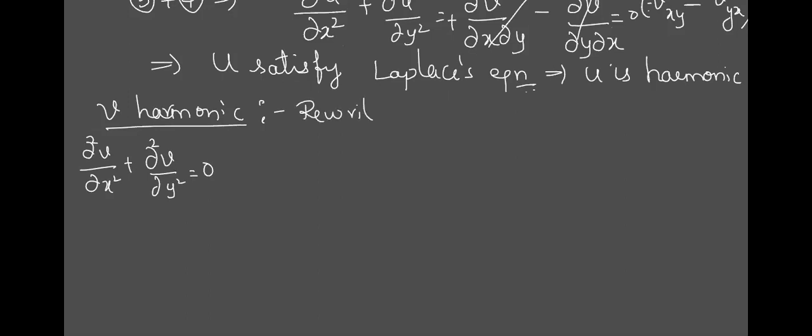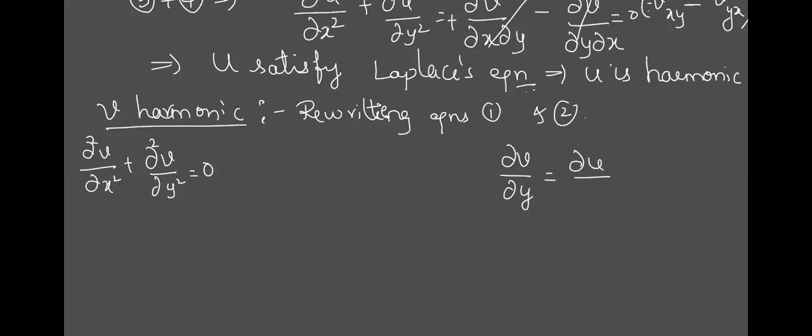We are rewriting equations 1 and 2. See, equation 1, I'll try to write it in the form of ∂v/∂x. Just see what your equation 1 is. If you have written it, you just tell me. The first equation is the first CR equation. ∂u/∂x is ∂v/∂y, isn't it? I'll write it in the second place. I'll write it as ∂v/∂y is equal to ∂u/∂x.